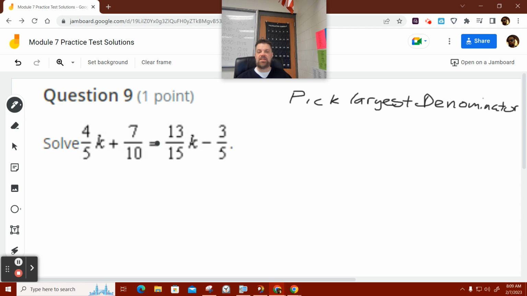And that's okay. But the easiest way is pick the largest denominator, and then you might have to pick another denominator. So we're going to have to do this process twice, but you're less likely to make a mistake. So I'm adding an extra step to your work, but you're more likely to get the right answer.